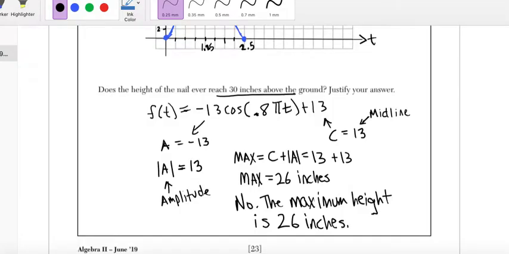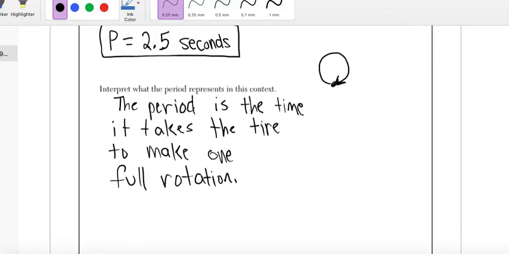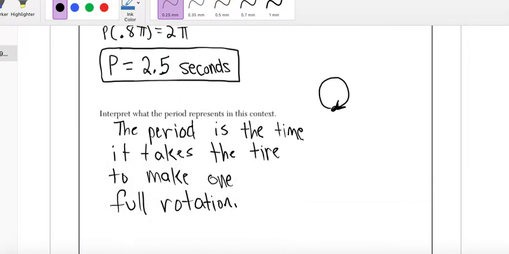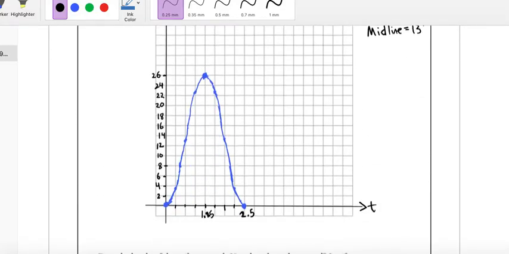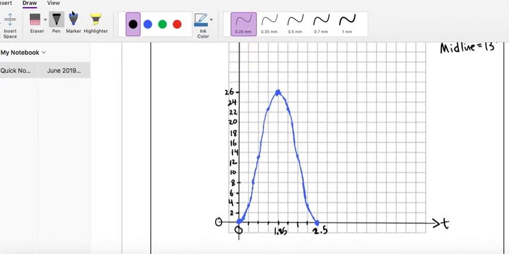Okay? And then we got our original part, 2.5 seconds the period, which helped us graph, and it's the time it takes the tire to make one full rotation. So as the tire goes from its minimum height through the midline at 13 up to the maximum 26, and back down until it reaches the ground. Again, the nail hits the ground at 2.5 seconds. All right, and I'll even label 0 and 0. Or I won't because it looks weird.